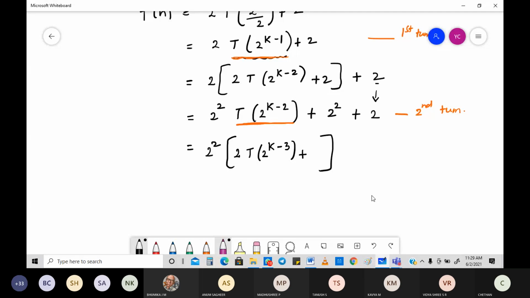So this is with regard to figuring out the third term. If I'm going to write the third term, this is how it will be.